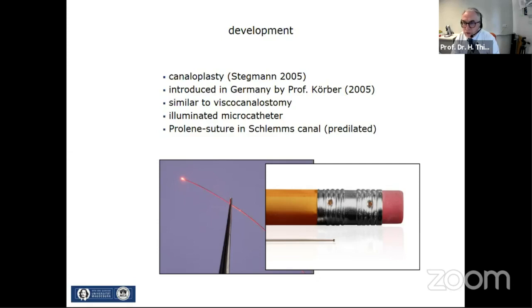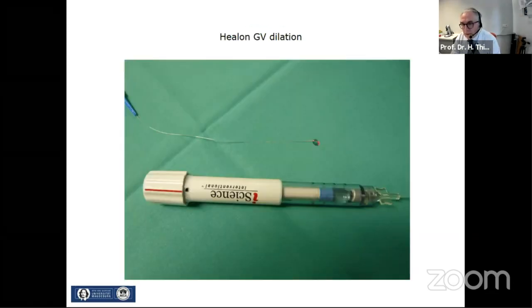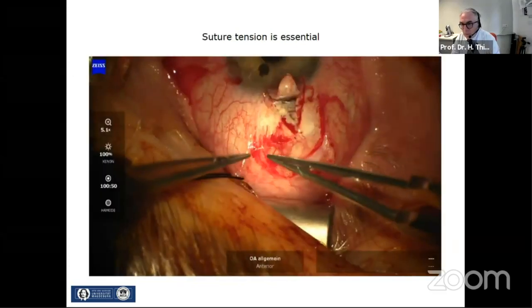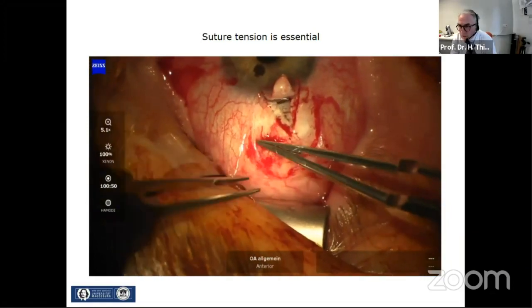It is an illuminated microcatheter that had lots of advantages, as you know, and the final goal of the surgery is to situate a Prolene 10-0 suture in Schlemm's canal to dilate and keep the Schlemm canal open. Now, you also have Healon GV to dilate Schlemm canal and collector channel, but I personally think the primary goal is to place the suture and hold the tension, and I'm going to show you a brief video how to exactly do this. I hope it's running now. We just take a minute to watch this.